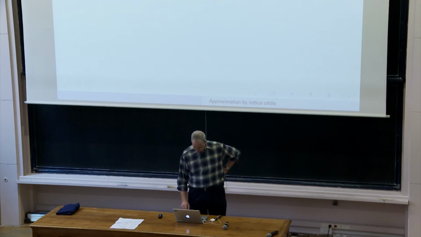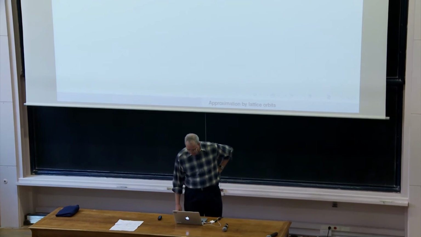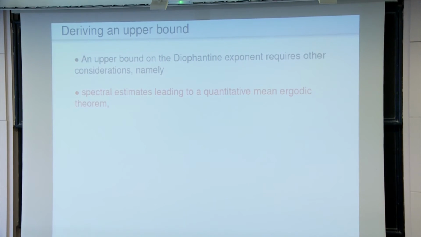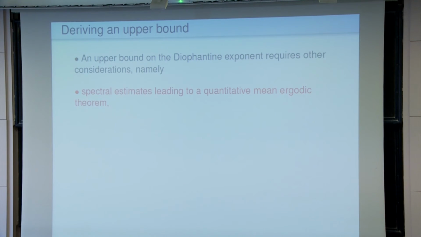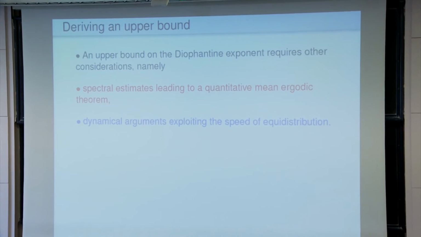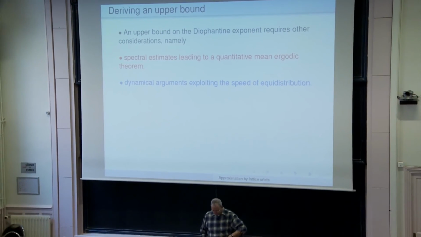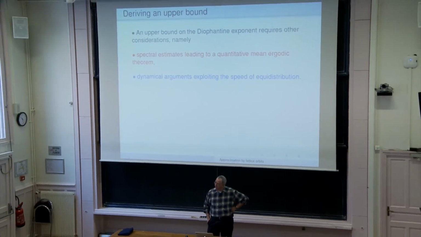And to derive an upper bound on the Diophantine exponent requires other considerations. Namely, we're going to require spectral estimates leading to a quantitative mean ergodic theorem. And having these spectral estimates and the mean ergodic theorem at our disposal, we're going to use some dynamical arguments exploiting the speed of equidistribution.